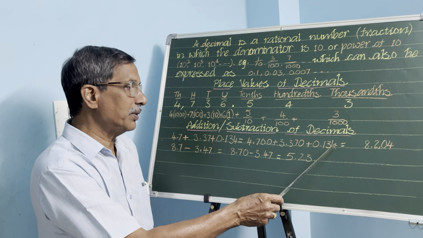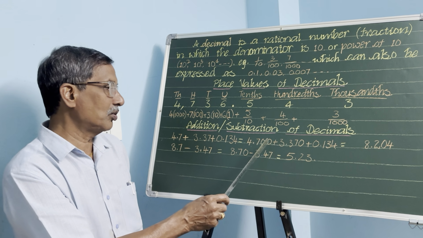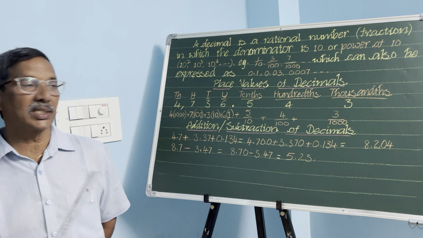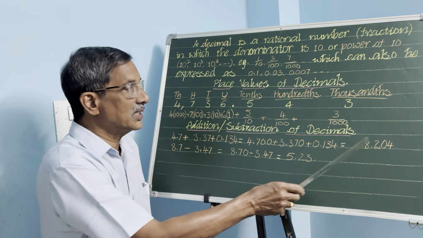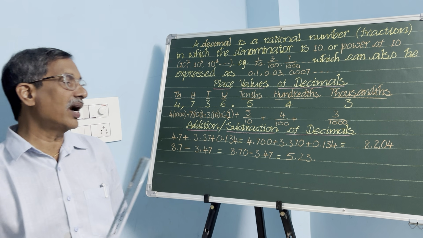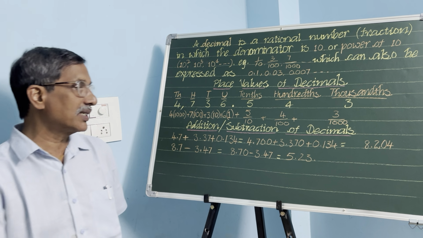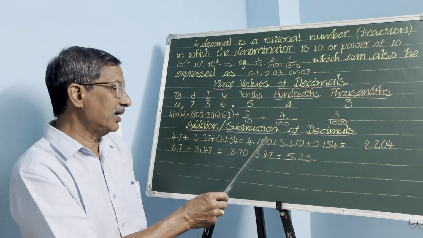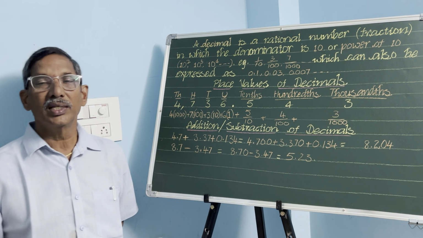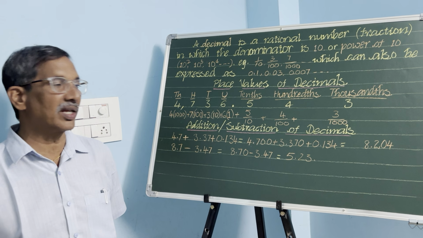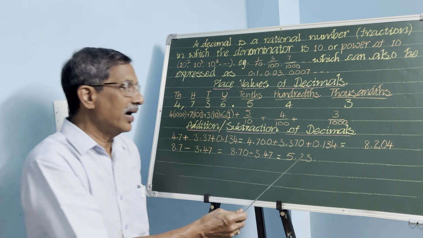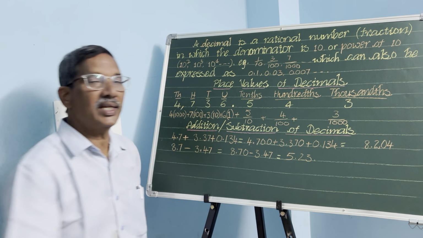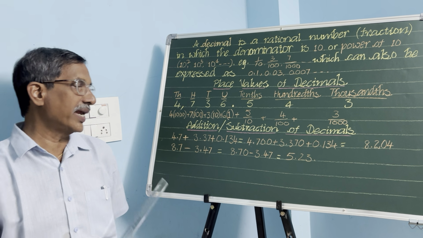See, in the thousandths place we have 4, here 0, again here 0. So the sum of all the numbers in that place is 4. And in the hundredths place we have 3, 7 and 0. We know that 3 and 7 when we add, we get 10, and 1 is written here, and 0 is written here, and 1 is carried to the next place.